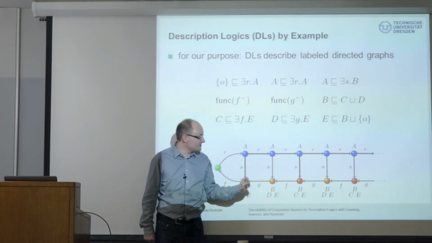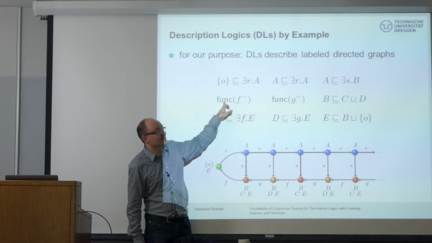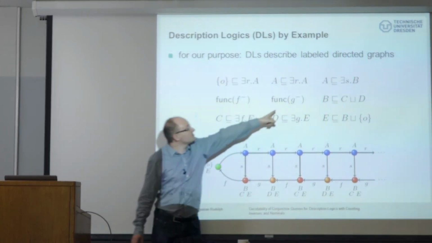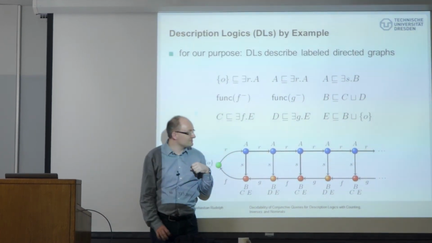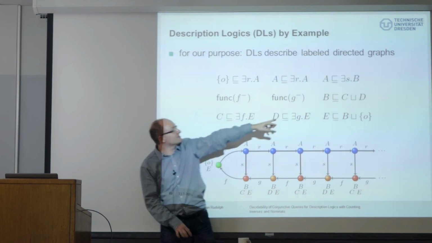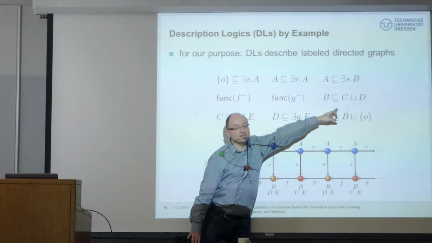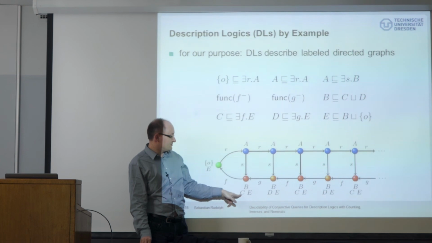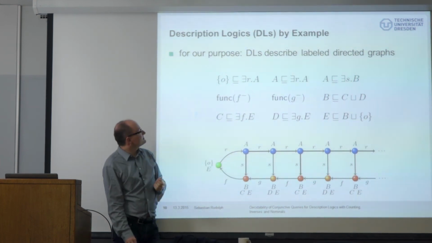So what would not be allowed would be another incoming F edge here. That's what functionality or inverse functionality actually tells us. Same holds for the G labeled edges. And then we can make Boolean expressions and say, well, whenever something is in the class B, then the node must be in C or in D. So we can essentially choose. Here we would have picked C. Here we could have picked D. So yeah, it's our choice.